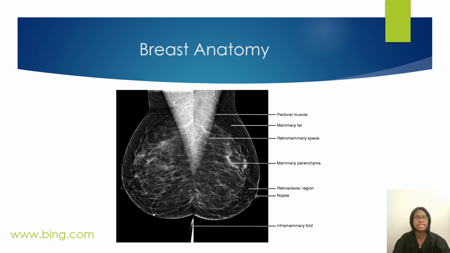Okay, we have an example of your breast anatomy. You want to make sure that you are including your pectoralis muscle, a nipple in profile, and the inframammary fold. When there are times where you cannot include this information, make sure that you are documenting it so that the radiologist can know and the technologist for the next year can know.